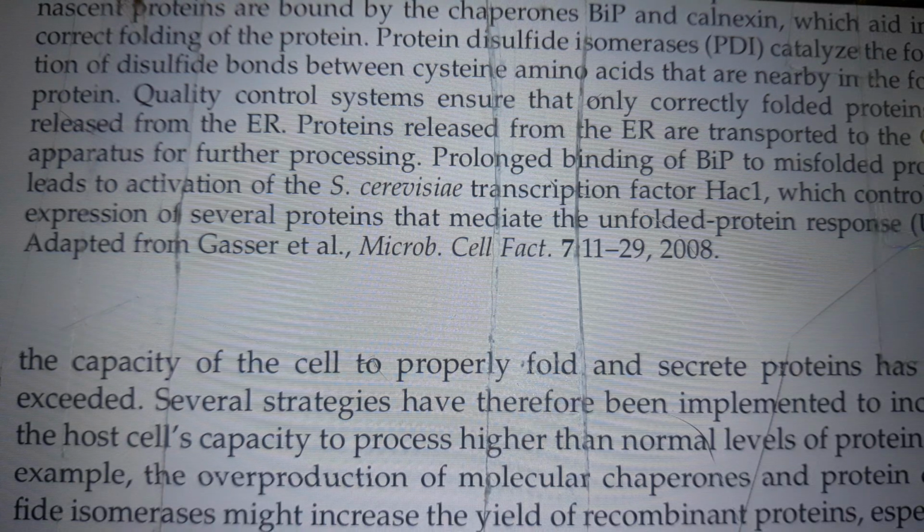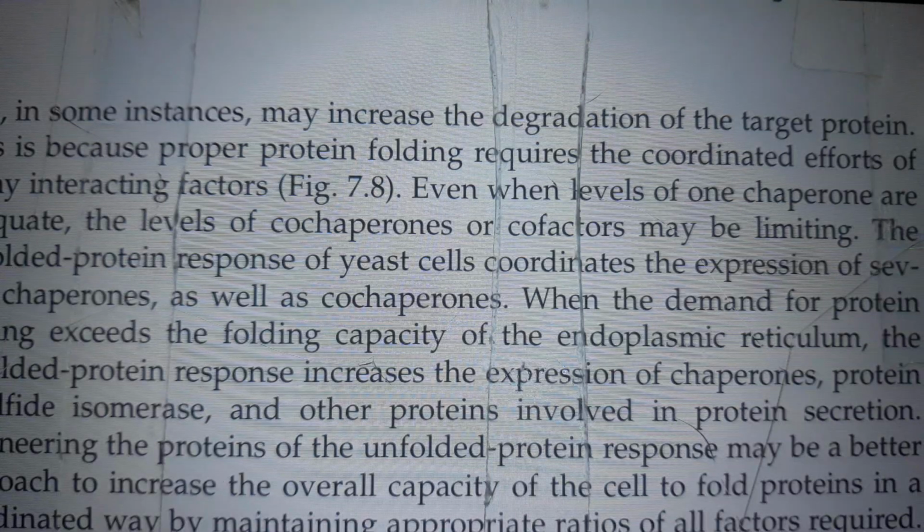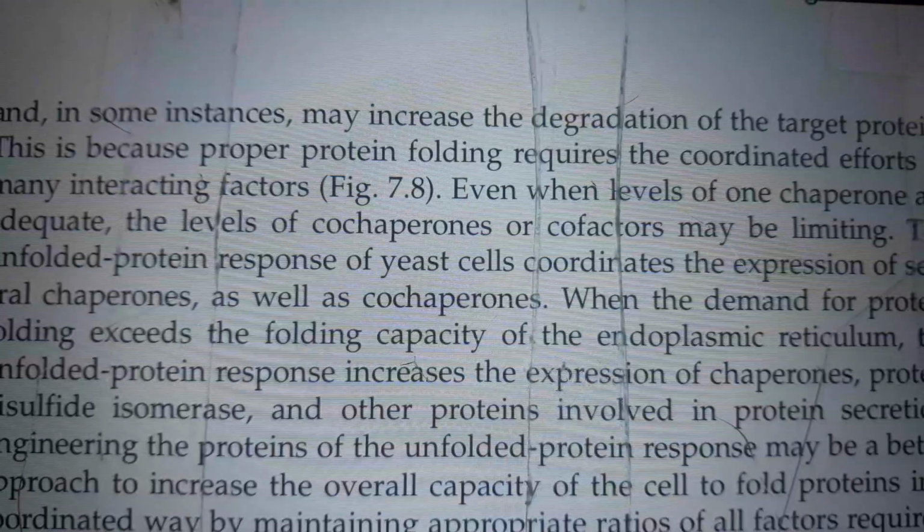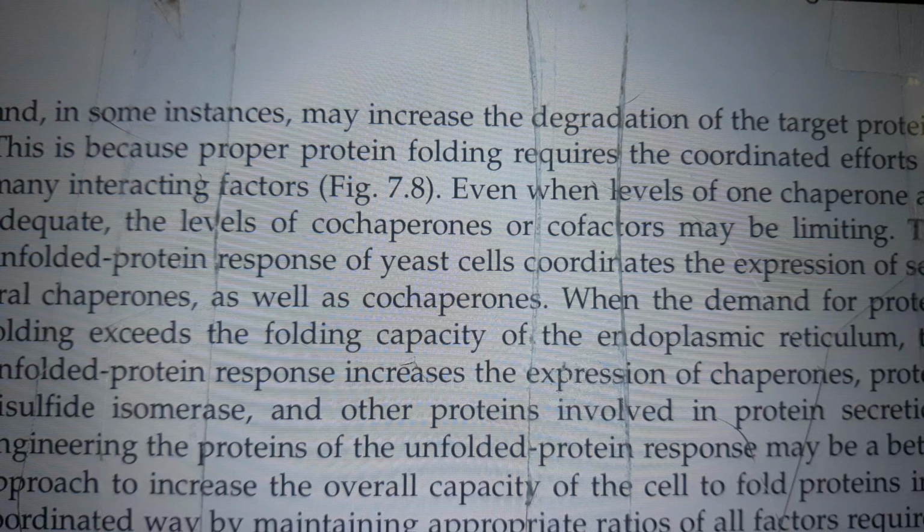Quality control systems ensure that only correctly folded proteins are released from the ER. Proteins released from the ER are transported to the Golgi apparatus for further processing. Prolonged binding of BiP to misfolded proteins leads to activation of the S. cerevisiae transcription factor HAC1, which controls the expression of several proteins that mediate the unfolded protein response, and in some instances may increase the degradation of the target protein.